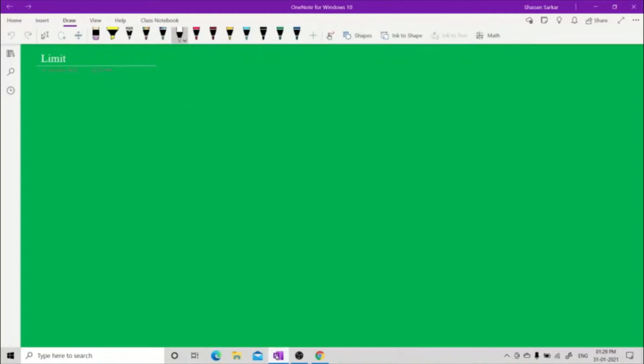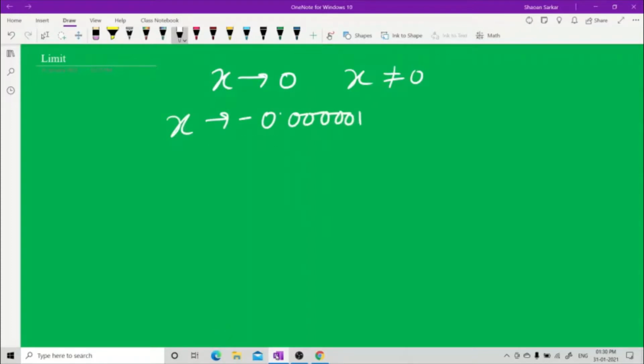Limits. Now let us understand what a limit is. Let us say x tends to 0. That is, x is never 0. x is not equal to 0, but x can be like minus 0.00000001, or x can be 0.0000001, which can be taken as 0.